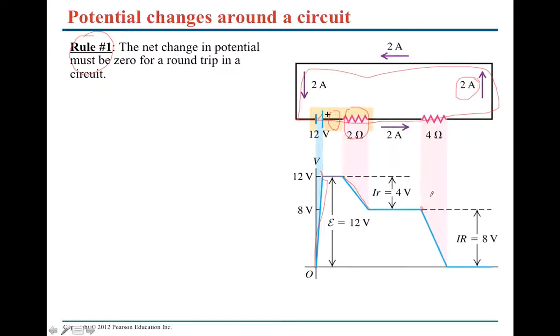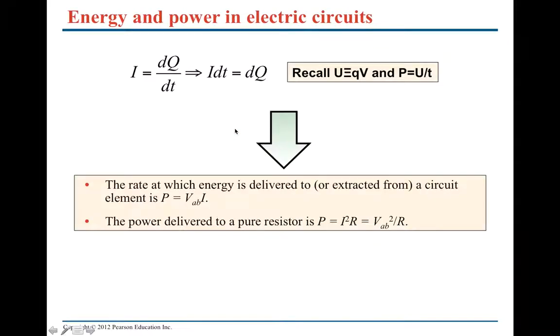4 times 2 is 8. So it's going to drop from 8 back to 0. And as you can see, the rest is 0 because there is no other resistance. And this is what's meant by voltage drop. The sum of the voltage drops, or the sum of the volts around the closed loop, is equal to 0, and we'll call this Kirchhoff's rule number 1.